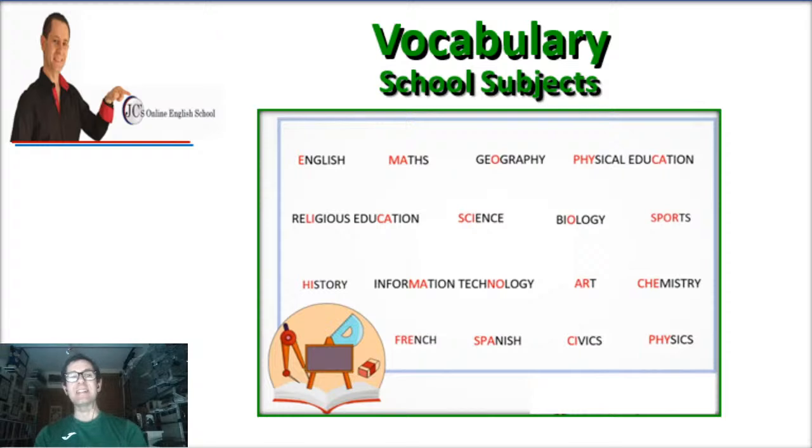Okay, notice that some of them have the S. For example, physics has an S, and maths has an S as well. So once again, these are the subjects that are normally taught in high school. English, maths, geography, physical education, religious education, science, biology, sports, history, information technology, art, chemistry, French, Spanish, civics, and physics.